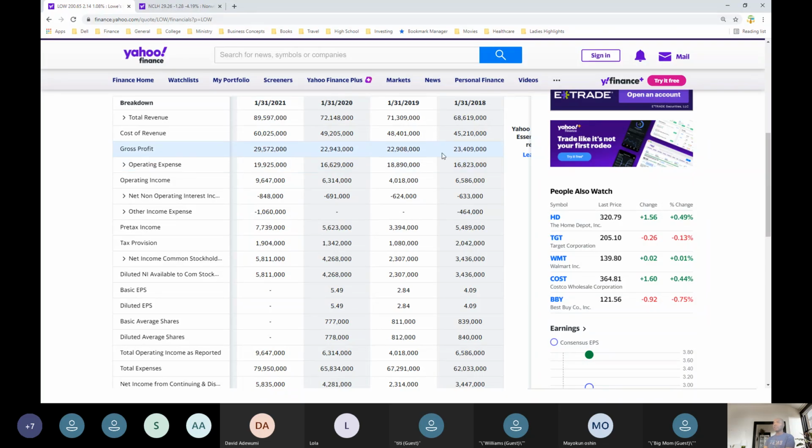As a company, we look at the gross profit. 2018, 23 billion, 2019, 23 billion, 2020, 23 billion. So relatively flat gross profit. And then they made 30 billion in 2021. I've not gone into it to understand why, but I could almost tell you why that is the case.